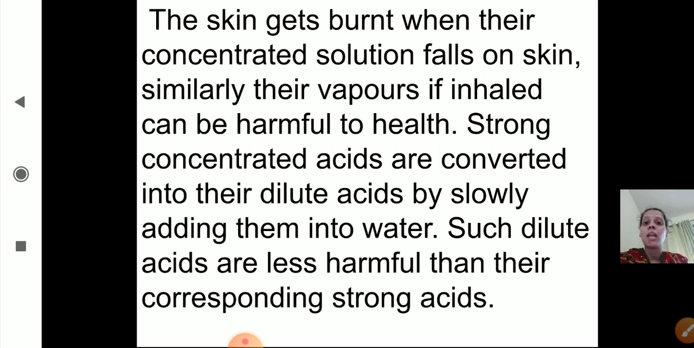So strong acids can be converted into diluted acids by adding them into water slowly. Such dilute acids are less harmful than their corresponding strong acids. So which are the examples we have seen? Sulfuric acid, nitric acid and hydrochloric acid are the examples of strong acids.